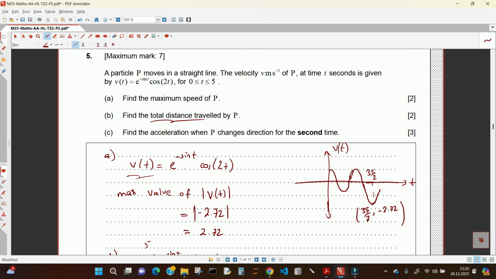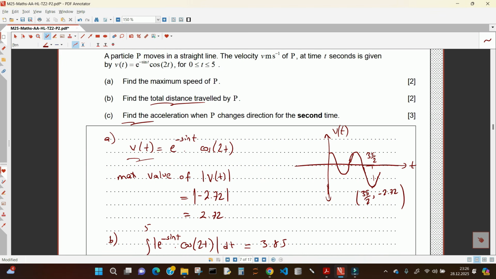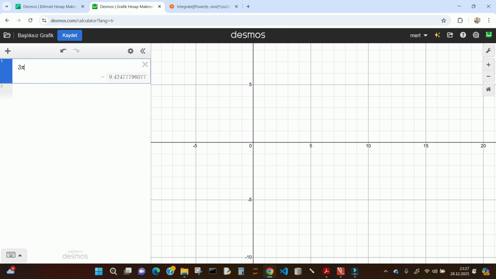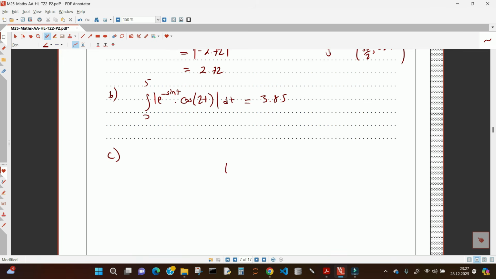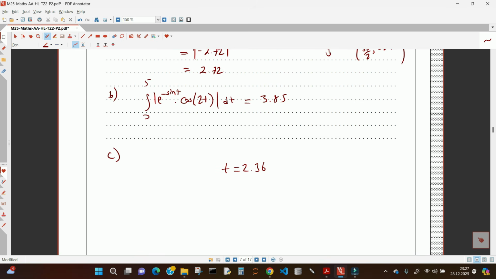At the last question, find the acceleration when P changes direction for the second time. So when you check the graph of v of t, the second time this particle changes its direction is here. I'm looking for the second intersection, which is going to be 3 pi over 4. 3 pi over 4 means 2.36. You can say that from the graph, right? 2.36.